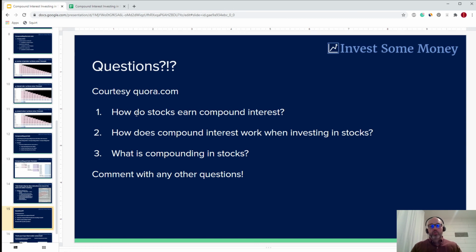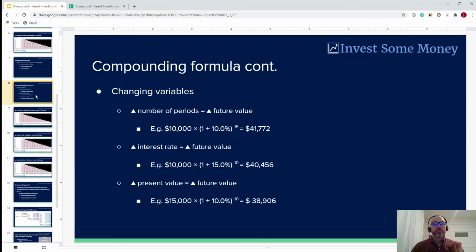Like I said, it's through the capital gains and through the dividends. So what is compounding in stocks? Well, compounding in stocks is the same as compounding in anything, in essence, that your returns from this year then earn returns next year, the year after, the year after, the year after. Your returns from next year earn returns the year after that, and everything. And all those same things apply that we talked about, the variables.